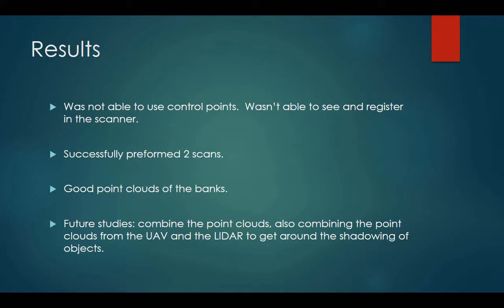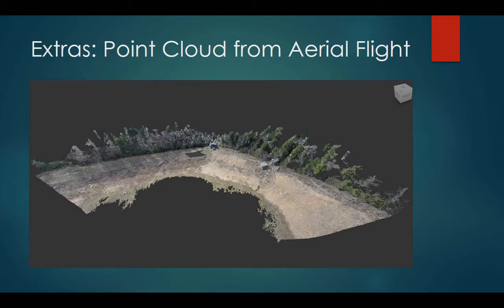In future studies, combining those point clouds, which we were unable to do, would be really cool, especially combining it with UAV point clouds. Speaking of UAV point clouds, this is one we took while we were out there flying a DJI Phantom. You can see it is a good amount more dense, and it didn't register the water very well. There are some disturbances around the banks, but overall, the density of the point cloud is much better.